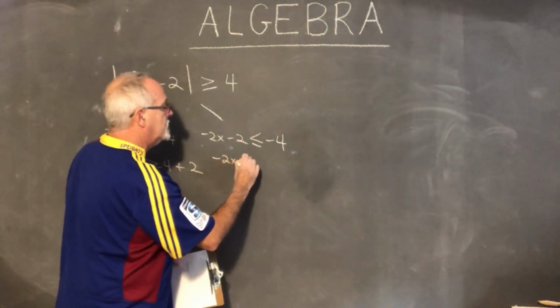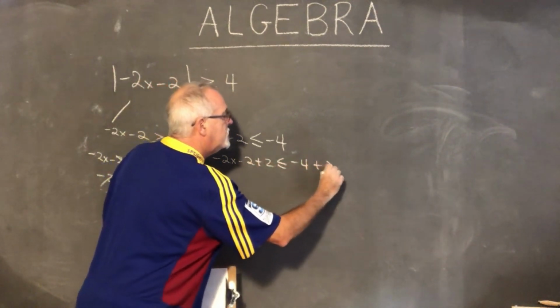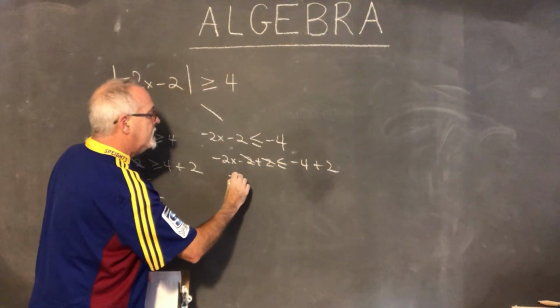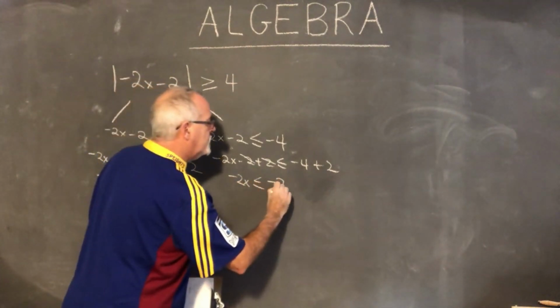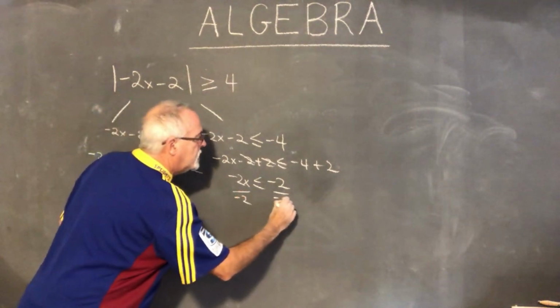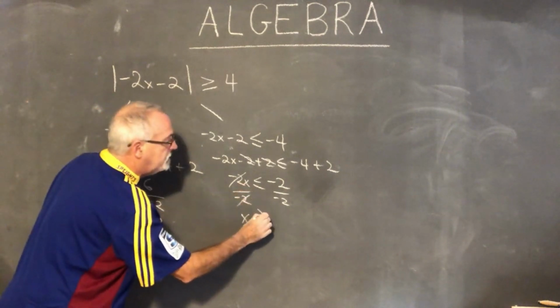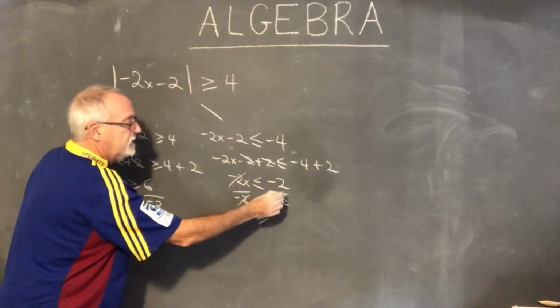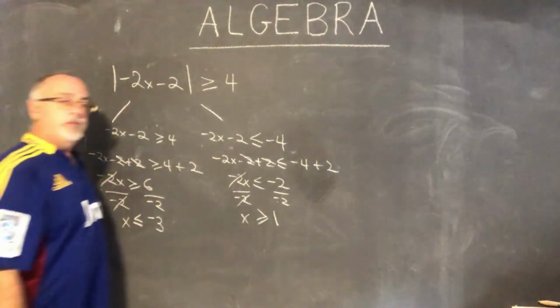Negative 2x minus 2 plus 2 is less than or equal to negative 4 plus 2. Cancel, cancel. Negative 2x less than or equal to negative 4 plus 2 is negative 2. Okay, so both sides have to be divided by negative 2. These cancel, x is isolated. My symbol has to flip backwards. Negative 2 divided by negative 2 is positive 1. Wow, let's graph it.